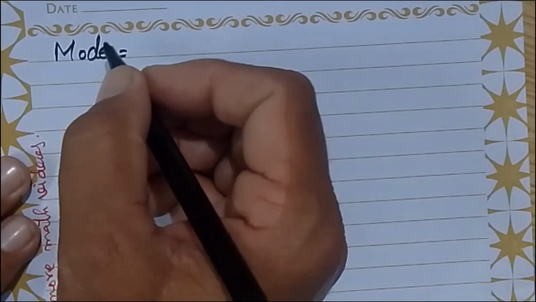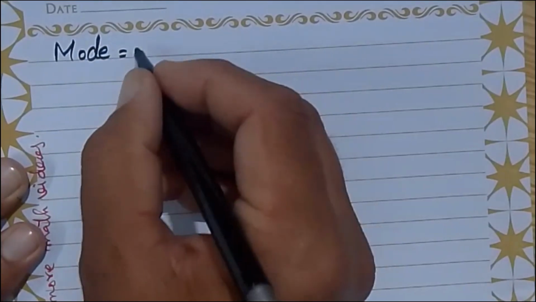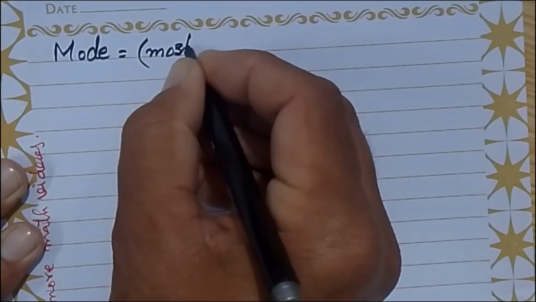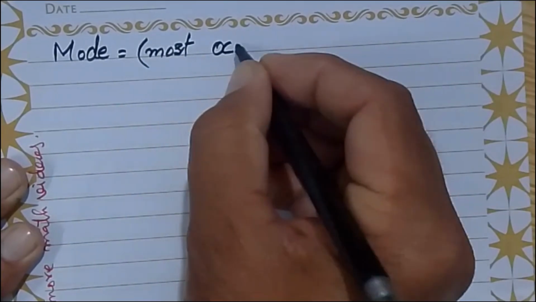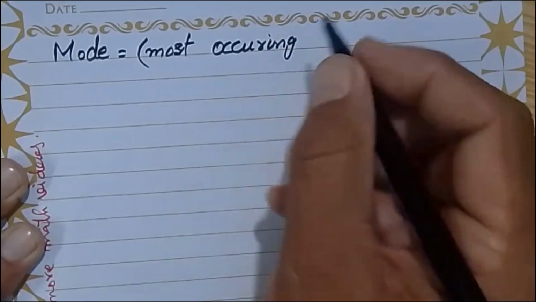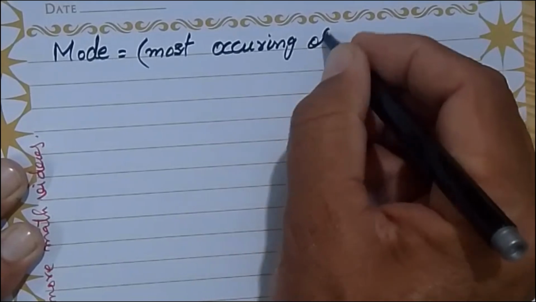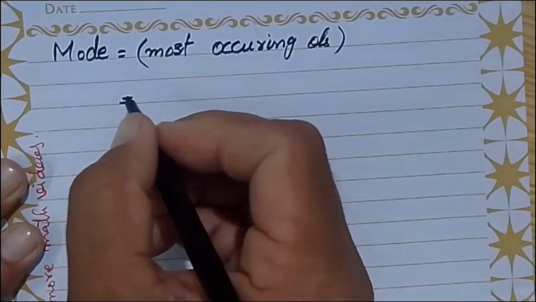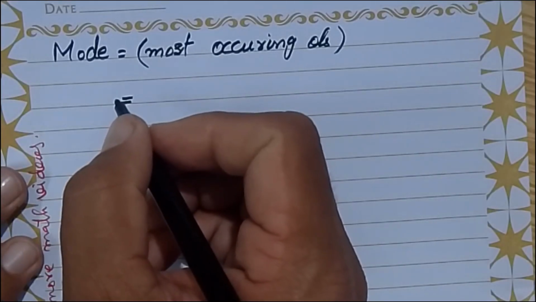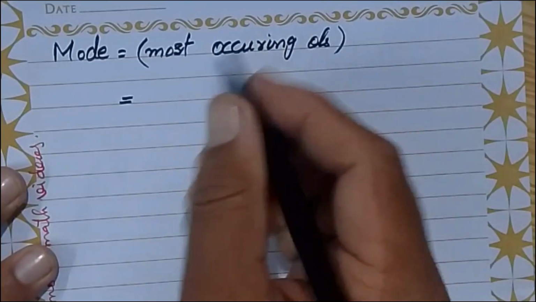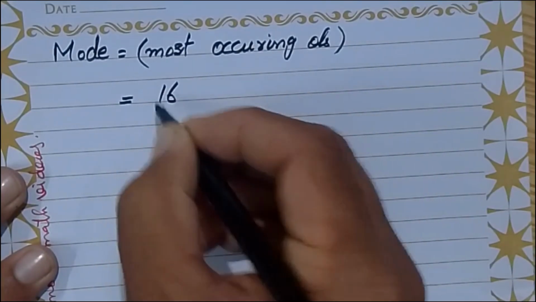Mode is equal to the most occurring observation. 16 occurs 2 times, therefore 16 is our mode.